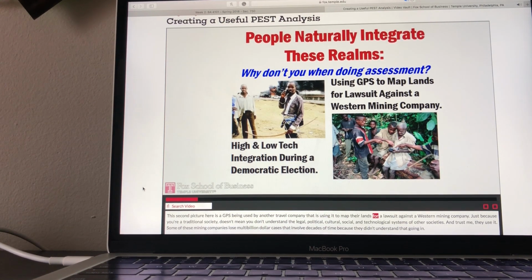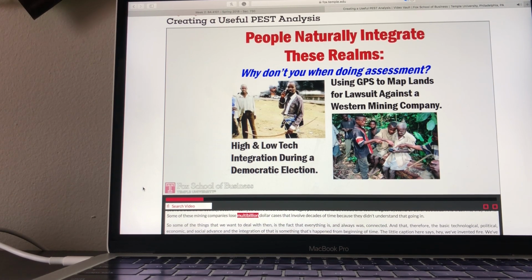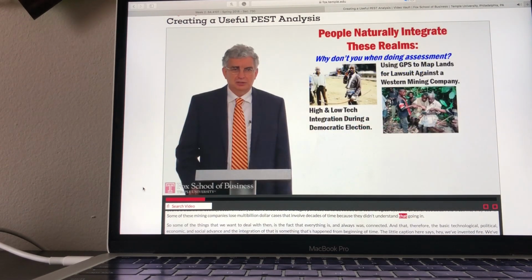This second picture here is GPS being used by another tribal company that is using it to map their lands for a lawsuit against a Western mining company. Just because you're a traditional society doesn't mean you don't understand the legal, political, cultural, social, and technological systems of other societies, and trust me, they use it. Some of these mining companies lose multi-billion-dollar cases that involve decades of time because they didn't understand that going in.